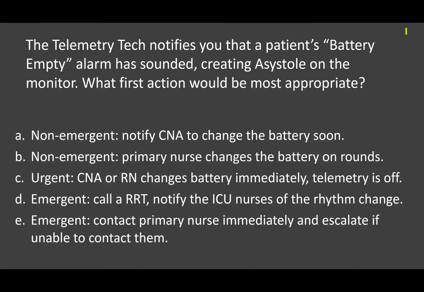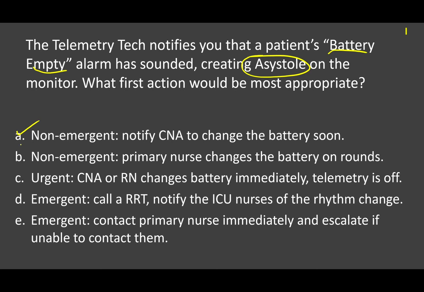The telemetry tech notifies you that your patient's battery empty alarm has sounded, creating asystole on the monitor. What first action would be most appropriate? And so you have to decide, the monitor tech really does not know what your patient's heart rhythm is doing now. Is this a case where it's non-emergent and there's no reason to hurry? Is it urgent, where someone needs to get in there and change it as quickly as possible? Or is it emergent, where you need to call an RRT or something at that level?